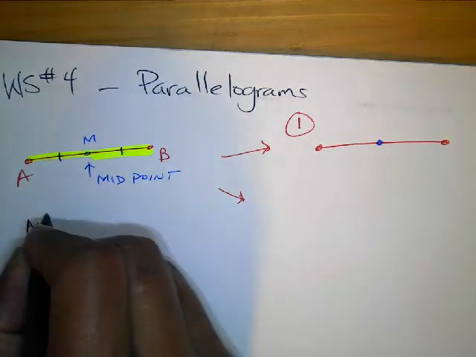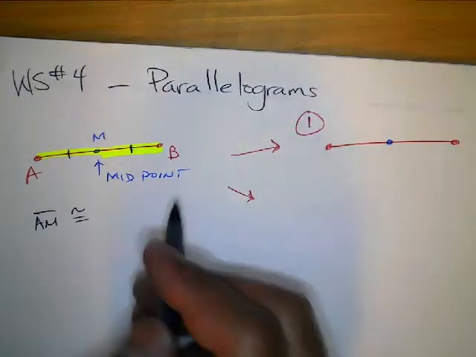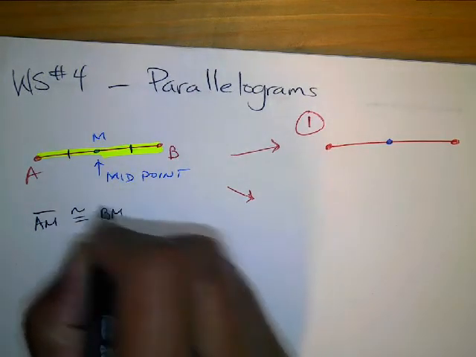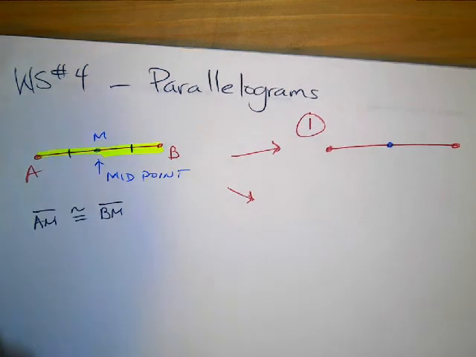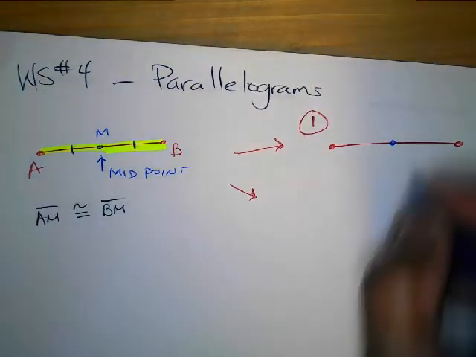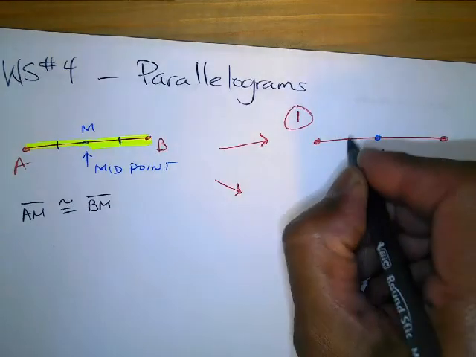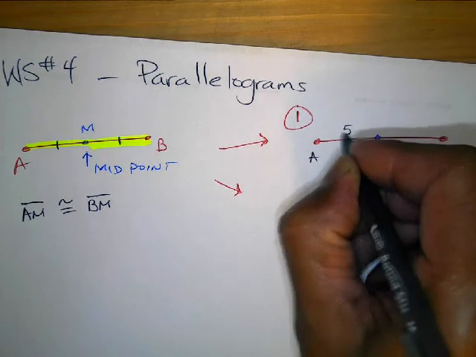congruent or equal to MB, right? Segment AM is congruent, or is going to be the same measure. You put them equal to what? To BM. Right? And that's a pretty simple concept. So let's say I have this, and I know this is the midpoint. Here's the first example. And I tell you that this is 5. Let's say A to M is 5.